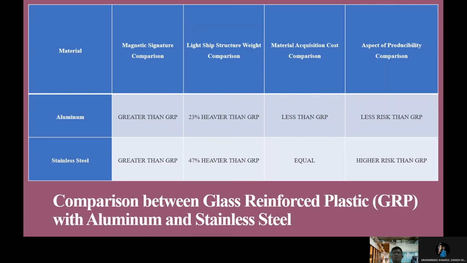This is the comparison between GRP and aluminium and stainless steel. For the magnetic signature, aluminium and stainless steel are greater than GRP. For the light ship structure weight, aluminium is 23% heavier than GRP, while stainless steel is 47% heavier. For material acquisition cost, aluminium is less than GRP, while stainless steel is equal to GRP. And last, for producibility, aluminium is less risk than GRP, while stainless steel is higher risk than GRP.